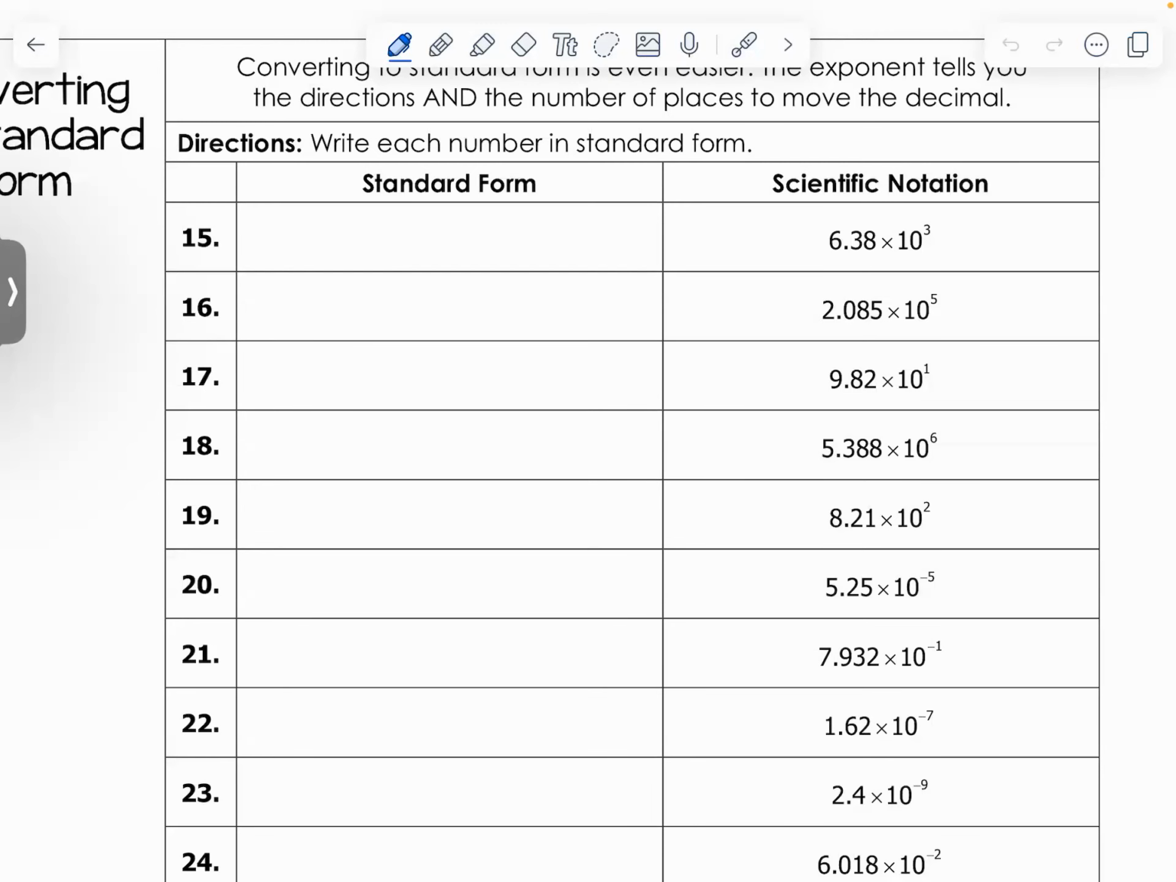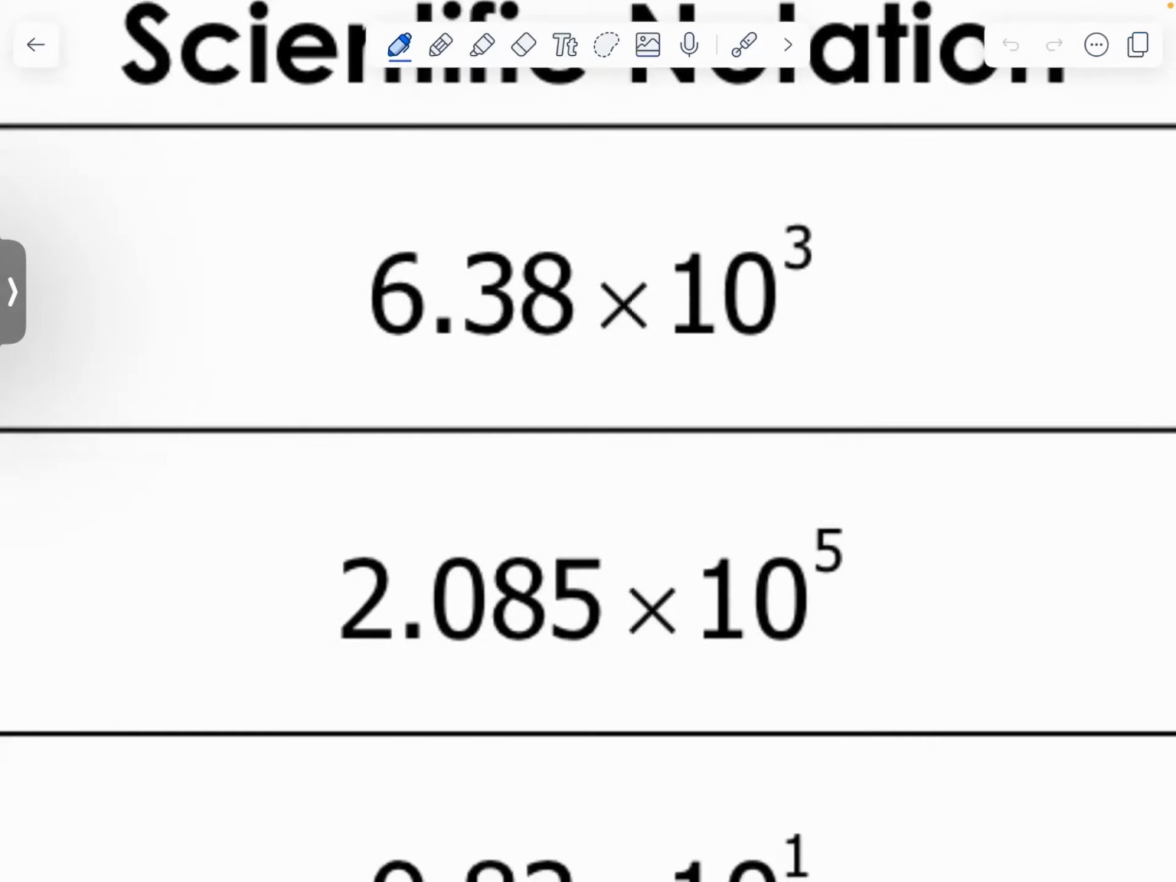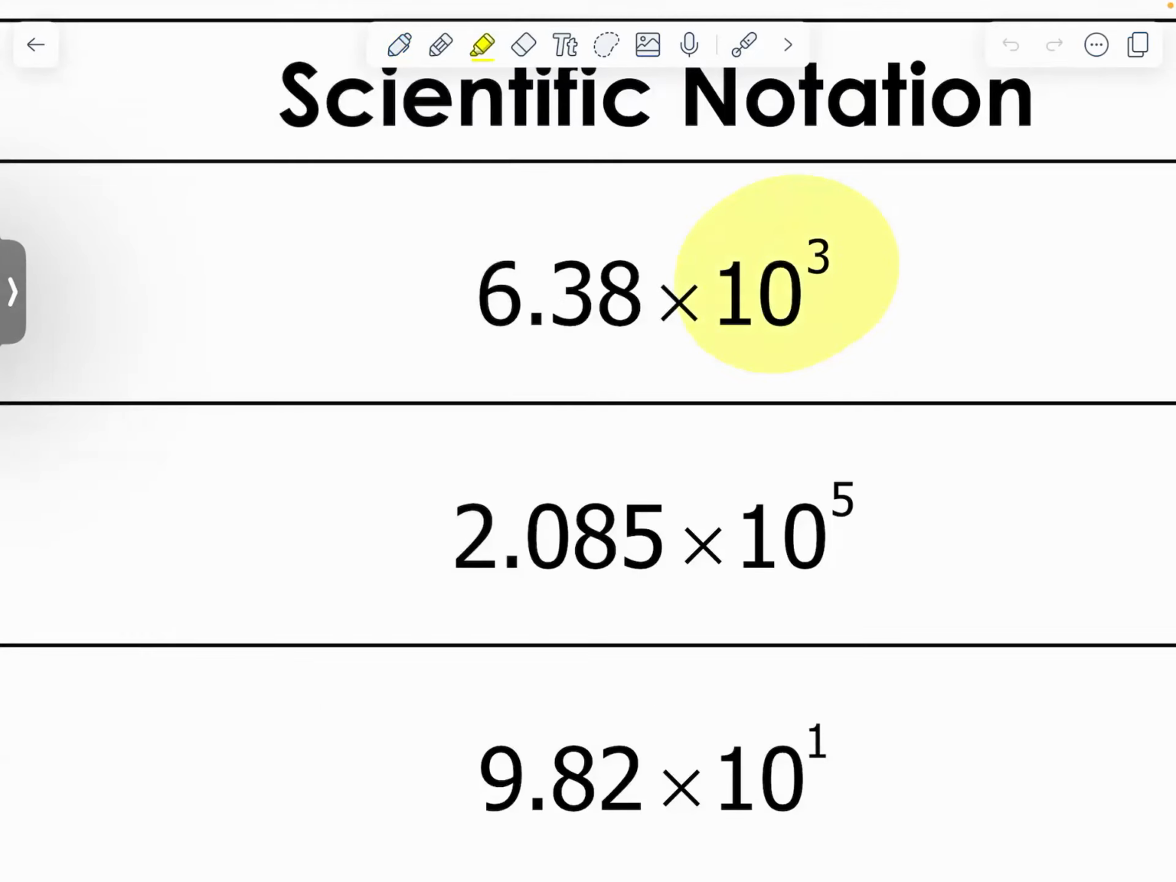When we do scientific notation, our big numbers have what kind of exponent in scientific notation? Positive or negative exponent?